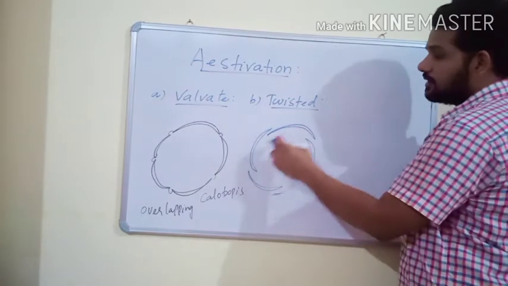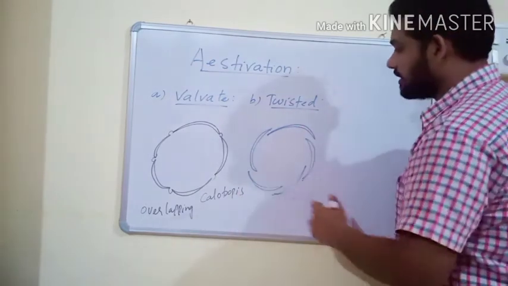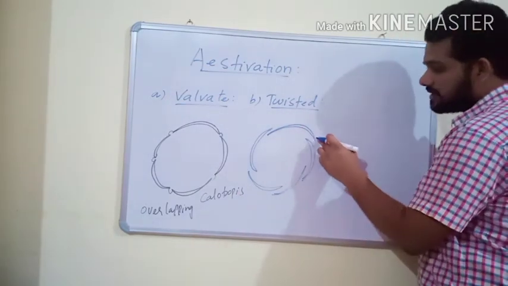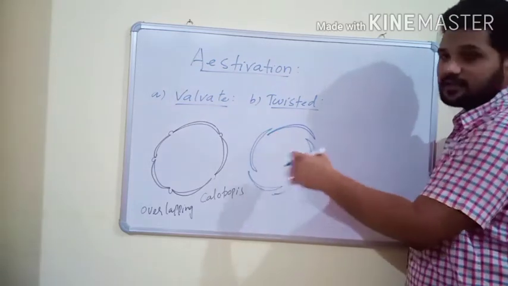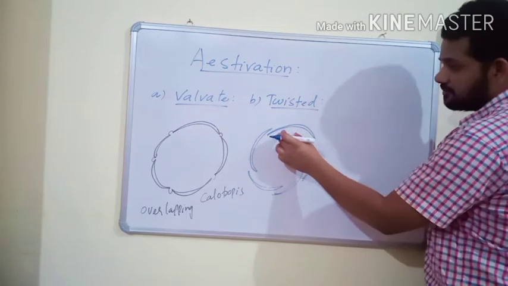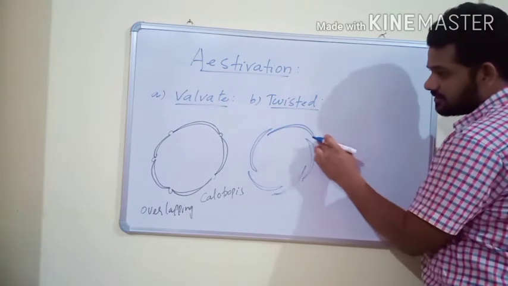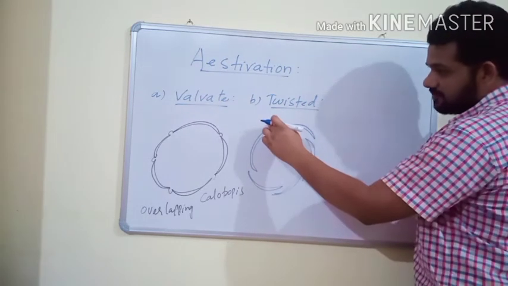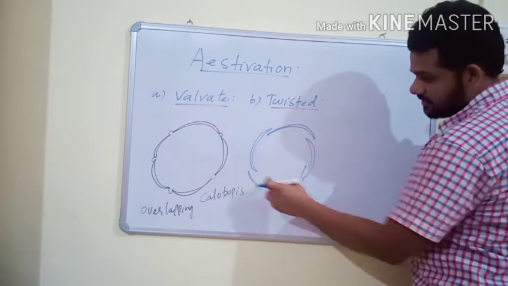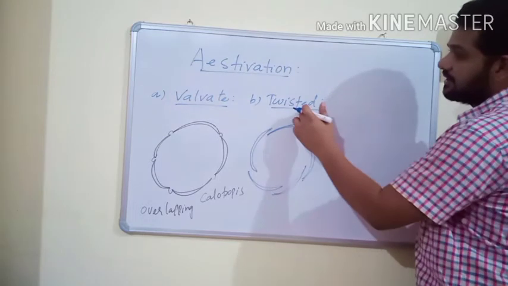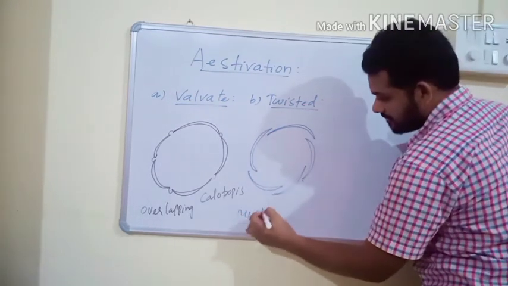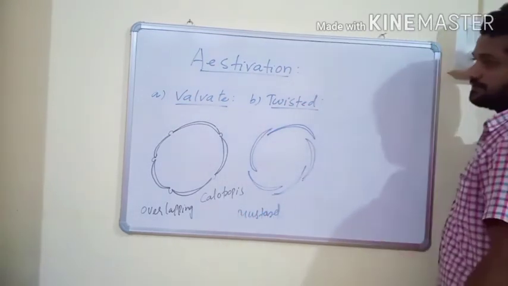When all the sepals or petals regularly overlap with each other, then one margin of all petals is outside, and one margin of all petals is inside. For example, if you observe this petal, this margin is outside, this margin is inside. This margin is outside, this is inside. Outside, inside, outside, inside, outside, inside. And usually this type of estivation is found in Australia.